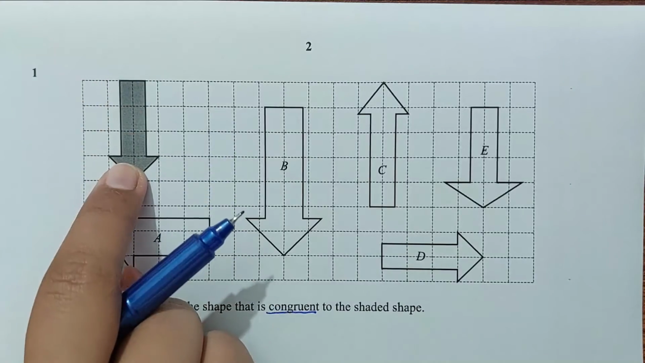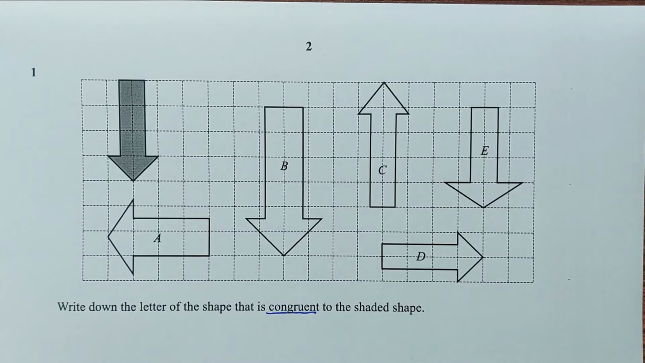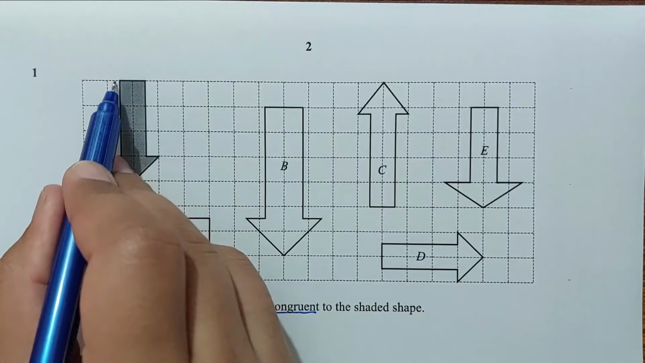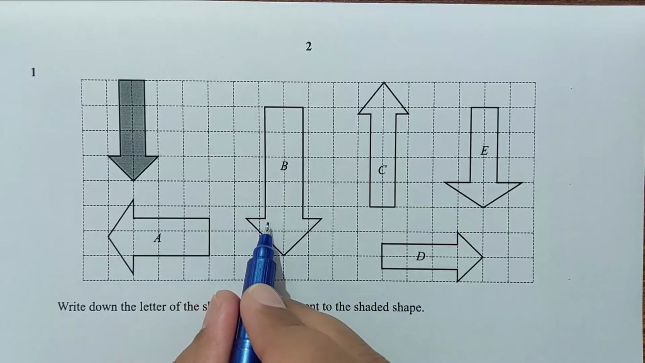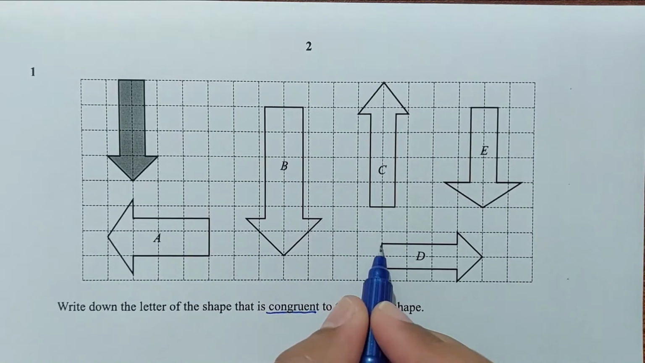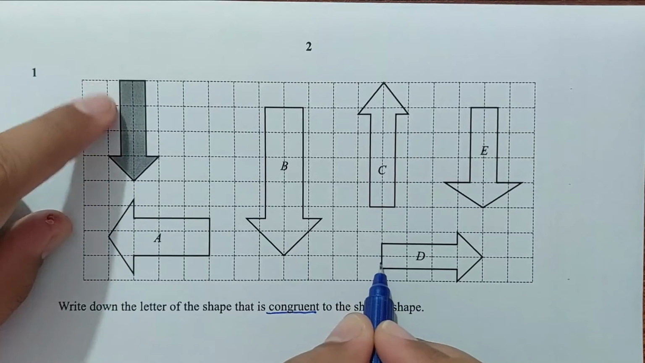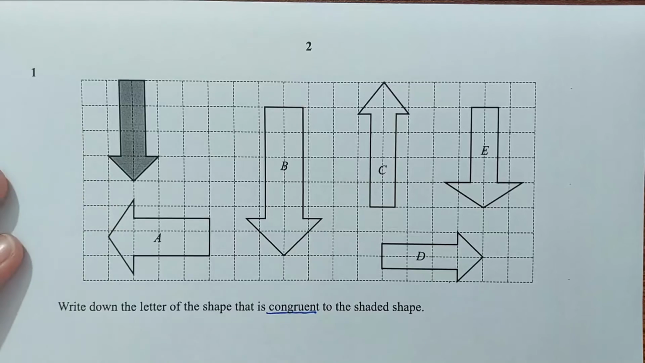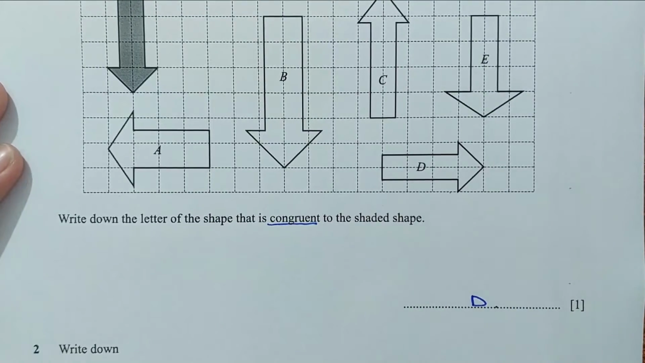That is the shaded shape, and the other shapes are A, B, C, D and E. Congruent means exactly the same, right? So the lengths, 1, 2 and 3, not A, not B, not even C. This one is half of both, and we have 1, 2 and 3, 1, 2 and 3, and using these two, it's obviously D that is congruent to the shaded one, right?